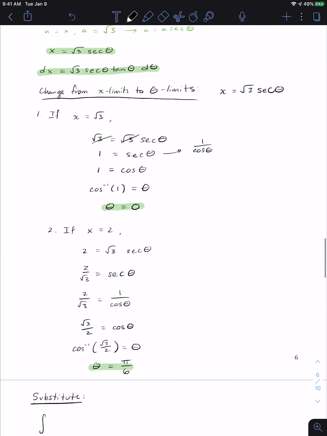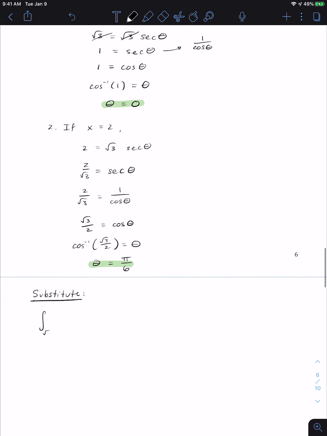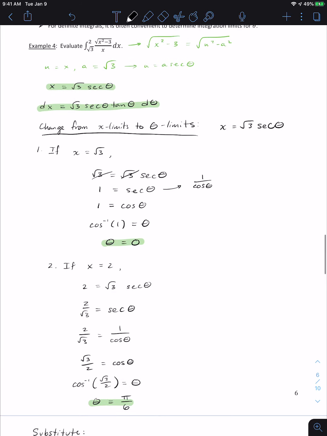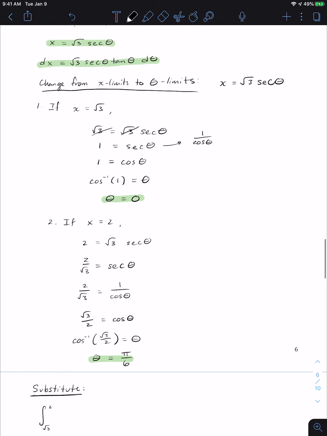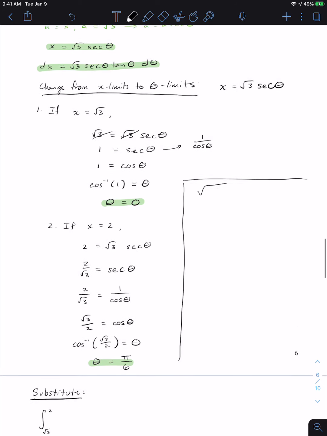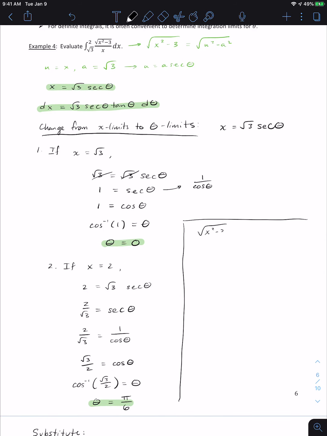Okay, so my original integral looked like the square root of x squared minus 3 over x, and I forgot to do my x squared minus 3, right? I needed to find this, and I never did. So we should do that right here. I need to know what that is in order to do my substitution. So what did we say x was? x was radical 3 secant theta, so x squared minus 3 underneath the square root.